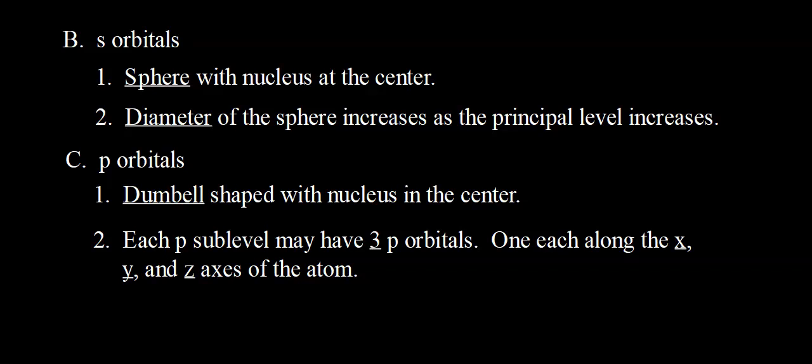Now, what's different about the different s orbitals is the diameter of them. So the diameter of the sphere increases as principal level increases. So if you take a look at the bottom of page 117, go ahead and pause the video if you need to, 117, we see the difference between the s orbital in the first energy level. So it says that n equals 1. So that's the 1s sublevel, or the orbital in the 1s sublevel.